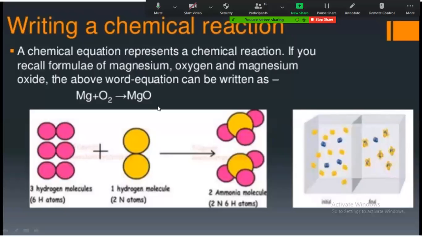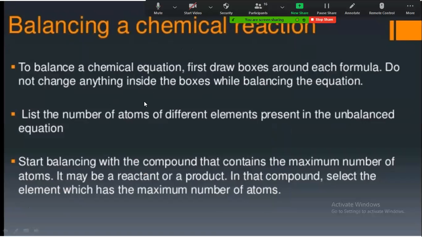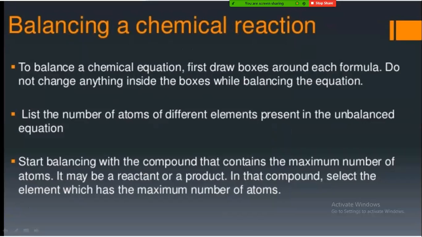All right then, going back to the PPT. Balancing a chemical reaction. These are the theoretical steps on how to balance a chemical reaction. First, draw boxes around each formula. Do not change anything inside the boxes while balancing the equation. You cannot change the given formula. Always remember that, you cannot change the atoms or molecules involved in the chemical reaction. You cannot bring something from the outside. You can only change the coefficient, the number in front.